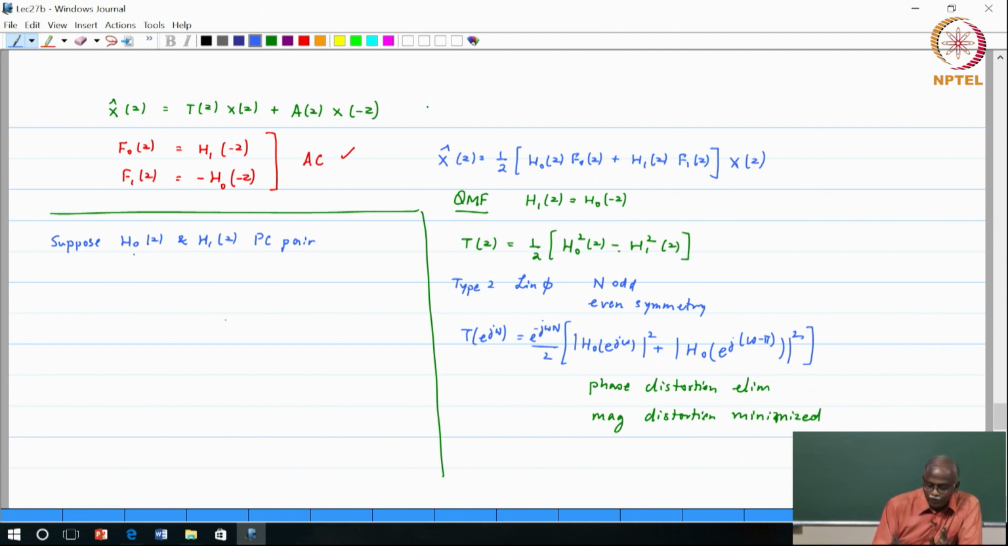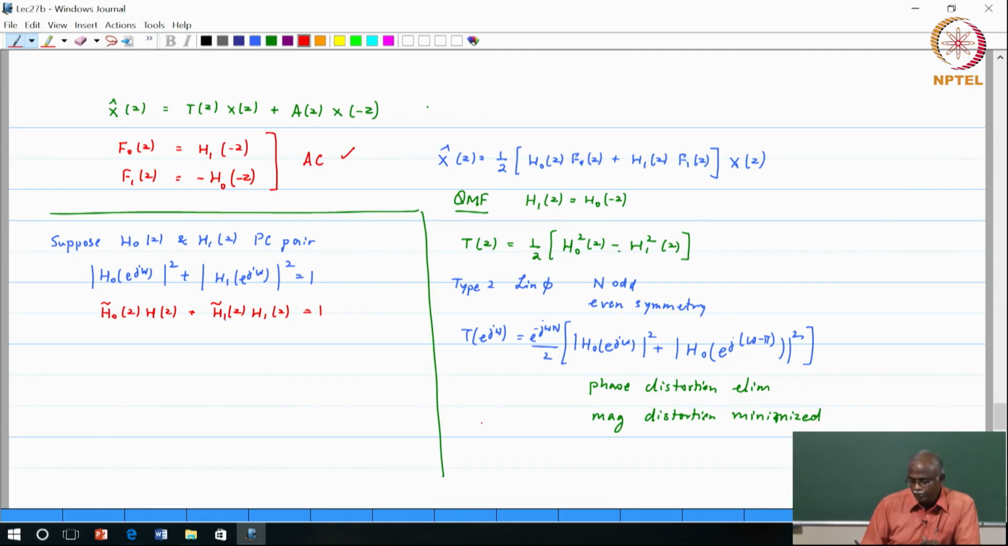Okay. Then what would you get? You would actually get magnitude H naught e of j omega squared plus magnitude H1 e of j omega squared is equal to 1. Okay. Keep an eye on the right hand side, but look on the left. This can be written using the paraconjugate property in the following way: H naught tilde of z H naught of z plus H1 tilde of z H1 of z equal to 1. That is the power complementary property.